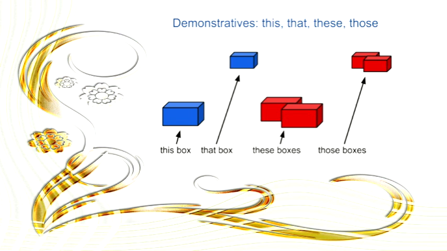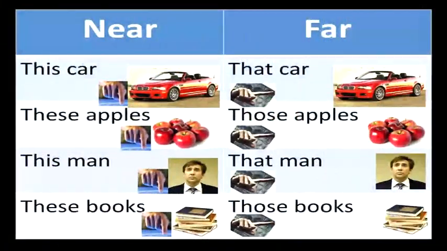Alright? So it is very simple. For singular and nearer, this is used. For singular and far, that is used. For plural and nearer, the word these is used. For plural and far, the word those is used as demonstrative adjectives.